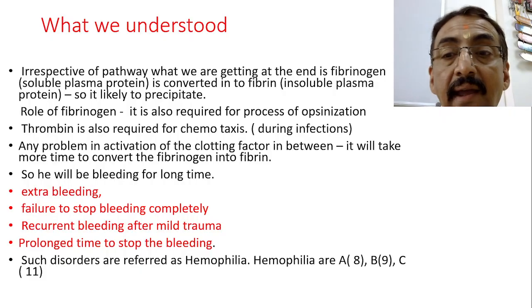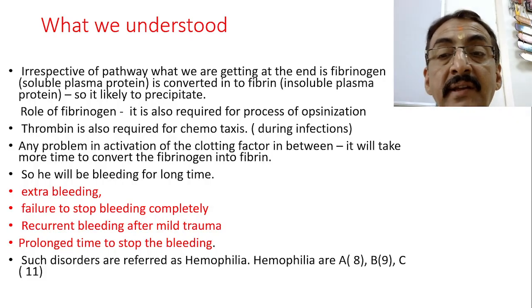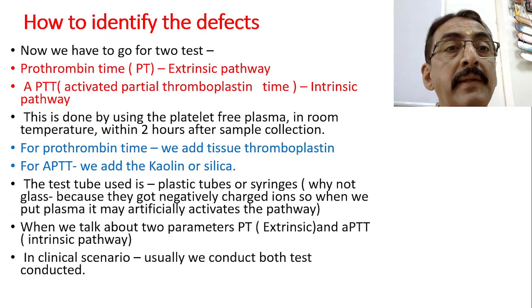Hemophilia A is factor number 8 deficiency, hemophilia B is factor number 9 deficiency, and hemophilia C is factor number 11 deficiency.